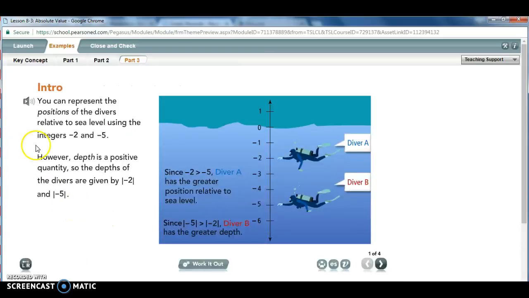Moving on to part 3. You can represent the positions of the divers relative to sea level using the integers -2 and -5. However, depth is a positive quantity, so the depths of the divers are given by the absolute value of -2 and the absolute value of -5. Since -2 is greater than -5, diver A has the greater position relative to sea level. Since the absolute value of -5 is greater than the absolute value of -2, diver B has the greater depth.